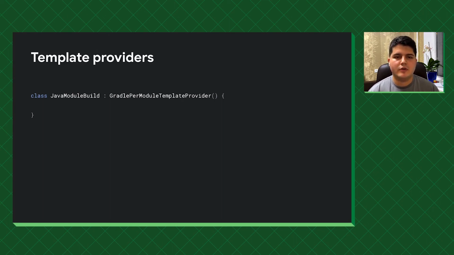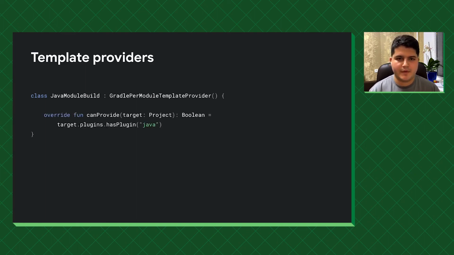So next, we must introduce one more entity, which is called template provider. So the goal of template provider is to map your template to the right type of modules in your project. So for example, we've just created a Java template, and this template provider would assure that those templates would generate code only for Java modules. And this can be done by implementing two functions. First of them is canProvide, which actually takes the module, the Gradle module, as an argument, and it checks whether it has Java plugin applied to it or not.